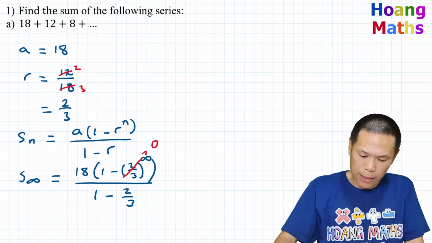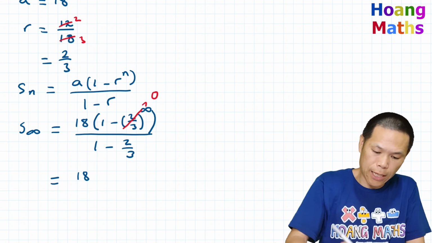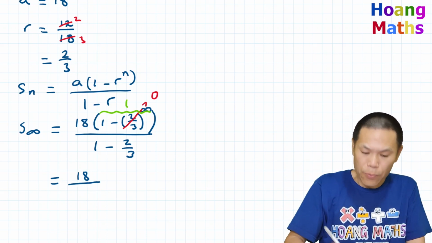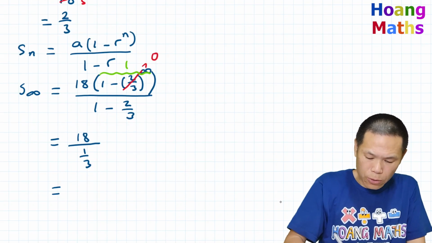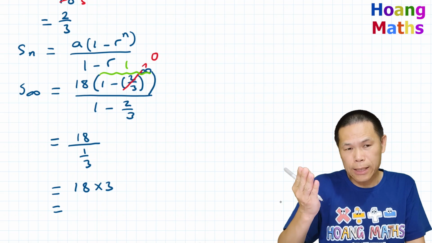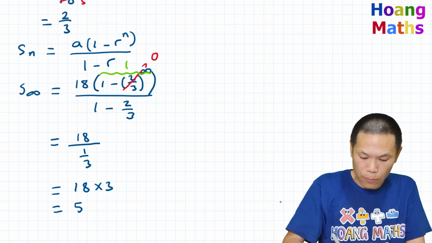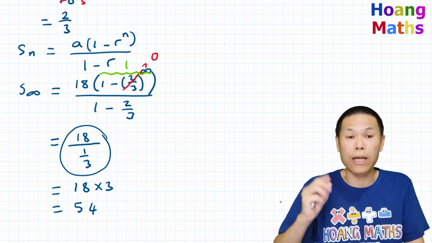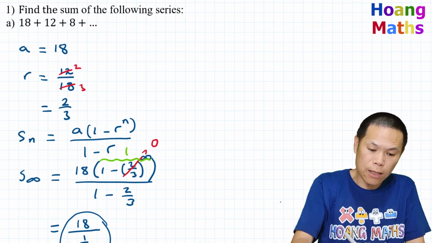Therefore, the answer is equal to 18 times 1, because inside here it becomes 1. So 18 times 1 is 18, over 1 minus 2/3, which gives me 1/3. So that is equal to 18 times 3. We know that 20 times 3 is 60, and we take away 6, so 54. Otherwise, you can put it in a calculator, 18 divided by 1/3. You should get 54.